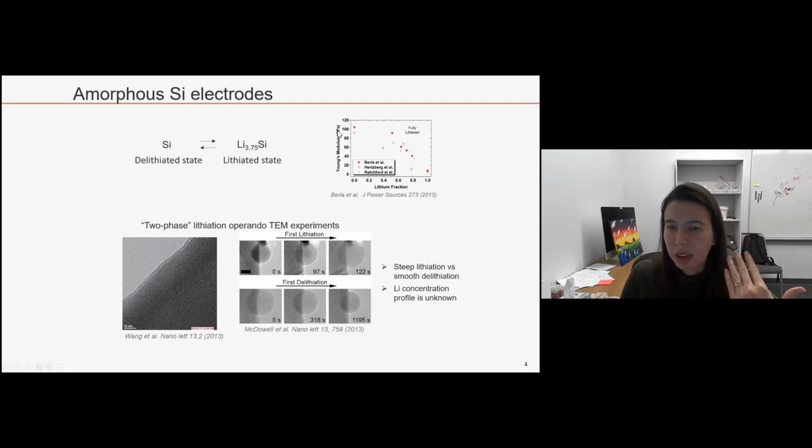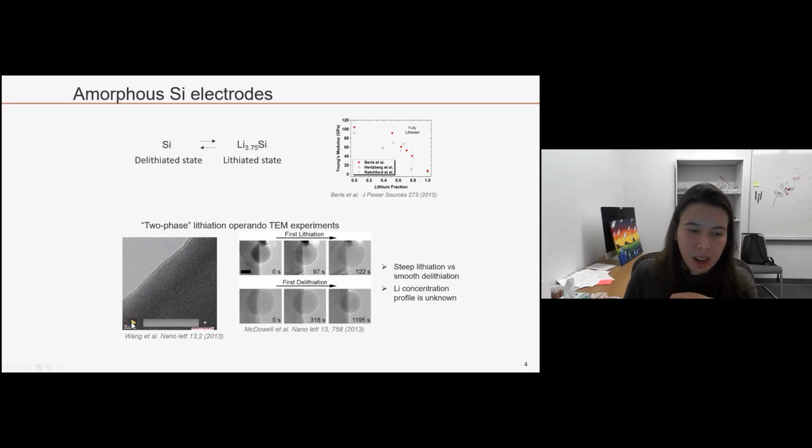You can see here the preliminary results that show that the Young's modulus of this material will vary very much with the lithium concentration. And there is also the fact that the kinetics of the system was kind of an open question. There was a lot of debate on why it behaved the way it does.